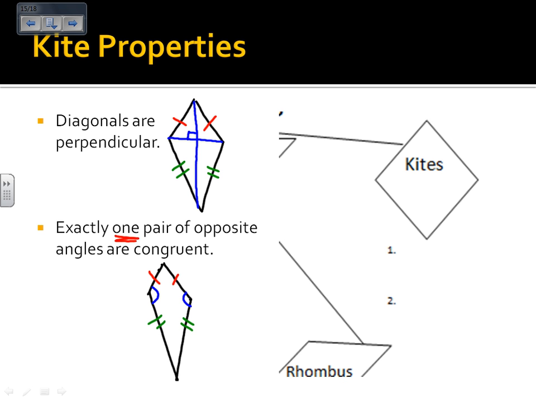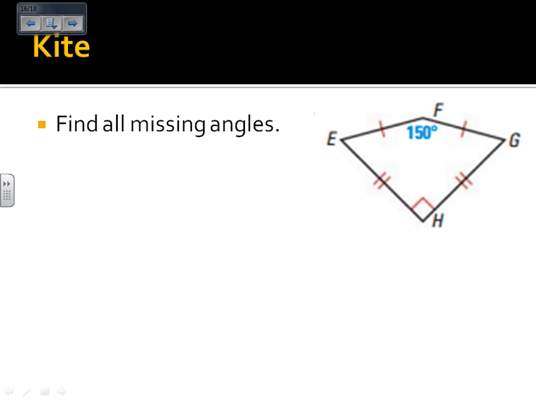Questions? Find all the missing angles. So first off, notice this is still a kite. It's just a really ugly looking one. It's fat. See how it's been pulled out to the sides? What can we do here? We want to find all the missing angles. So which one do we need to find?